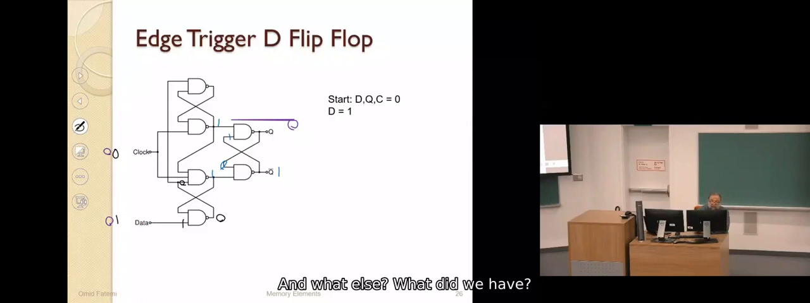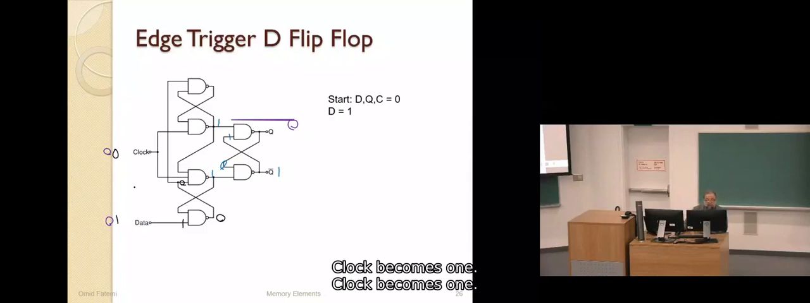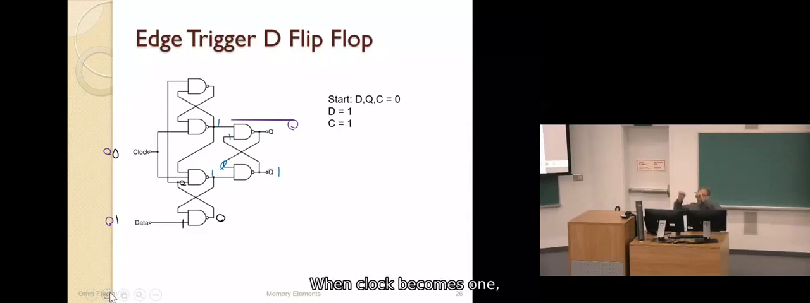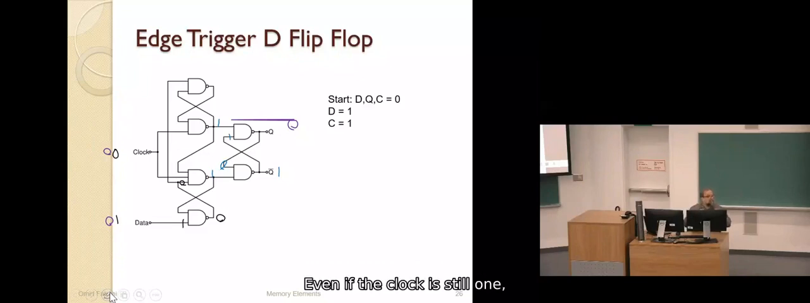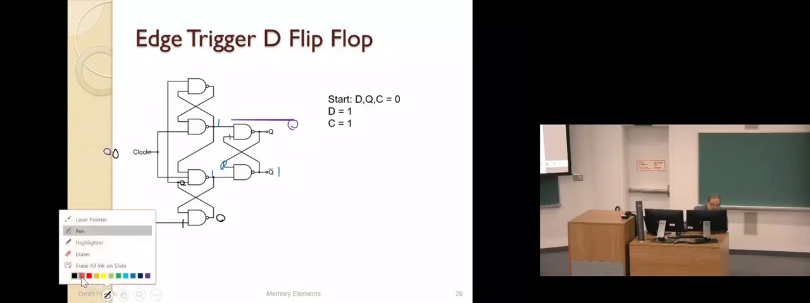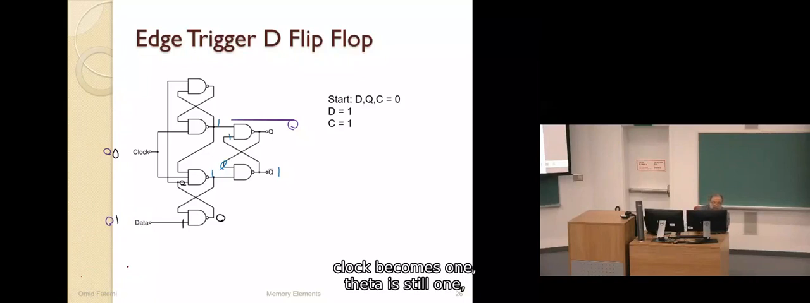And what else? What did we have? Maybe nothing. Now clock becomes 1. This is the situation that we would like to see. When clock becomes 1, we see some kind of change. And then that's it. Even if the clock is still 1, it doesn't change. Let's see. So the clock becomes 1. Data is still 1.